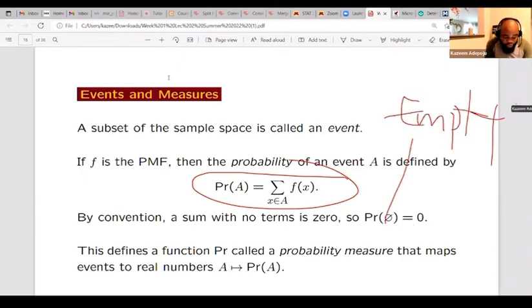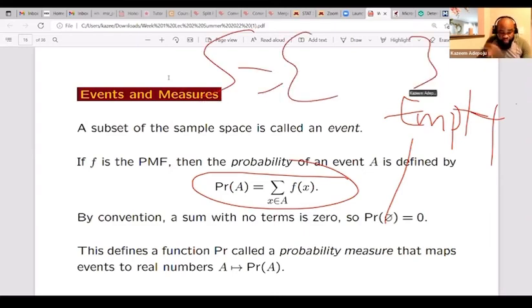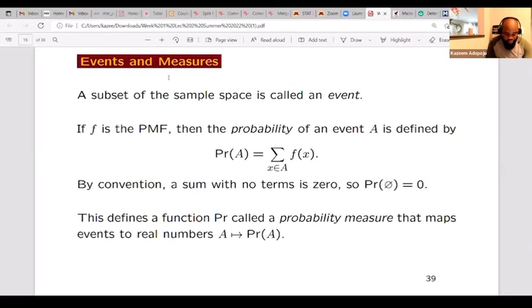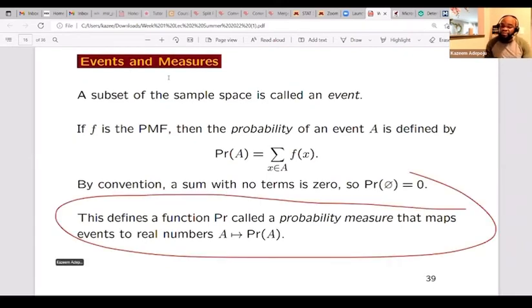Okay, when a sample space is empty, the probability associated with an empty event is basically 0. That's exactly what we mean. Therefore, when you take a look at this definition now, a function that we can call a probability measure maps events to real numbers. We go from event A to the probability. You have an event, and every event has a corresponding probability. You get what I mean?